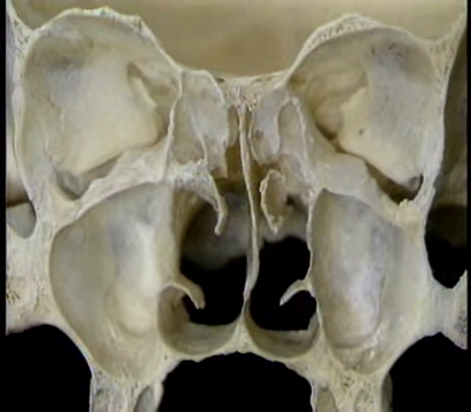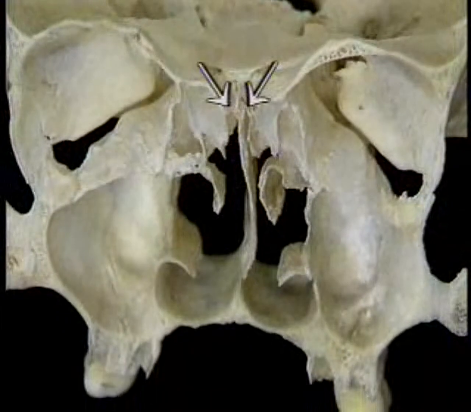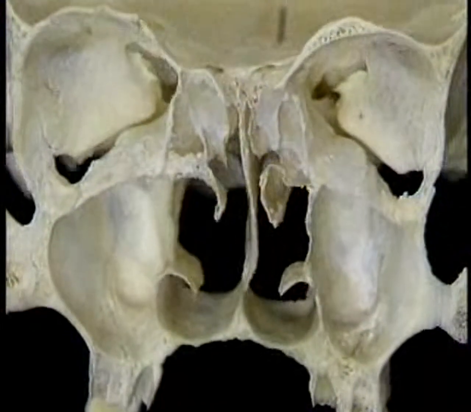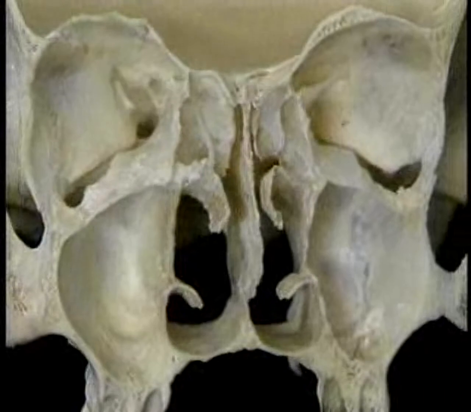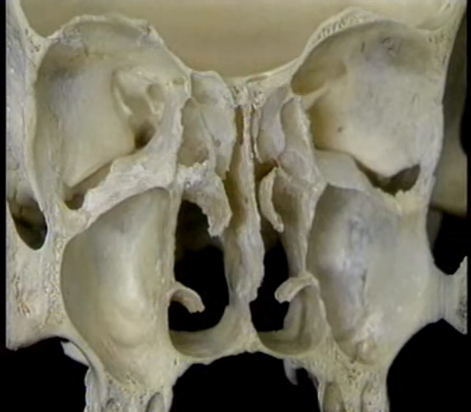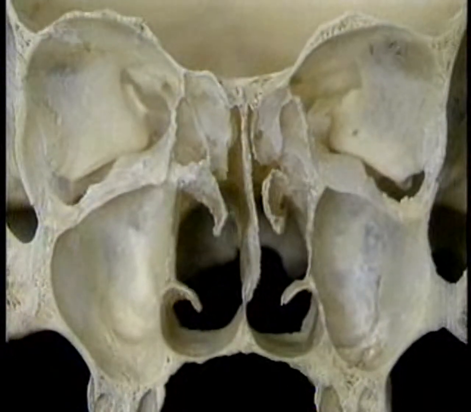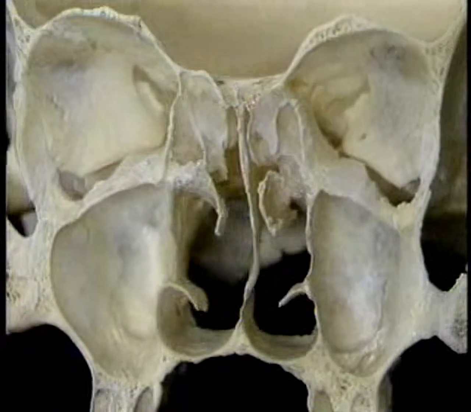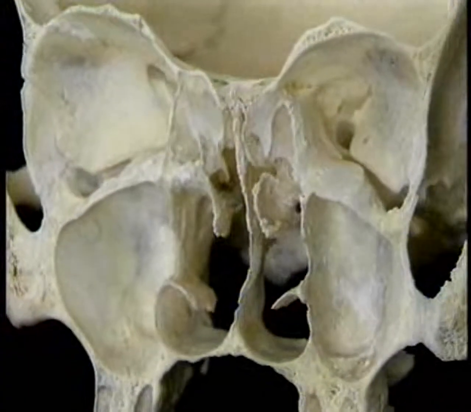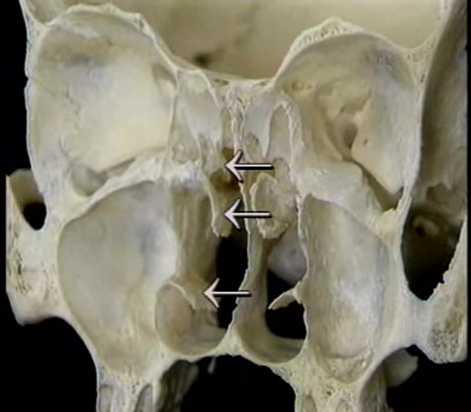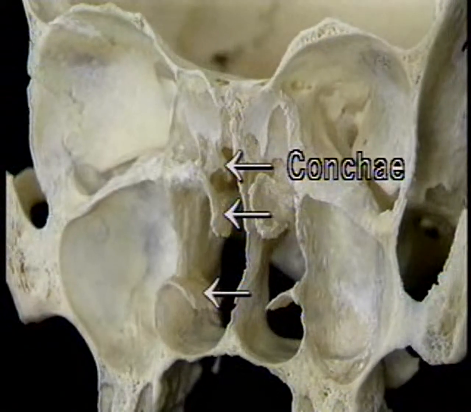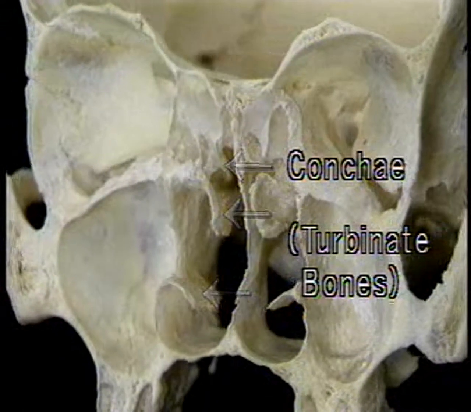The roof of each cavity, formed by the cribriform plate, is very narrow. The medial wall of each nasal cavity, formed by the septum, is smooth and featureless. So is the floor. By contrast, the lateral wall is marked by a number of features, most notably by these three delicate bony projections, the conchae, also known as the turbinate bones.